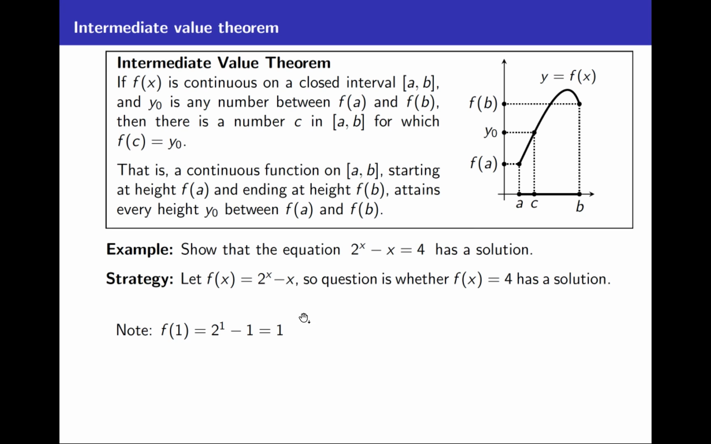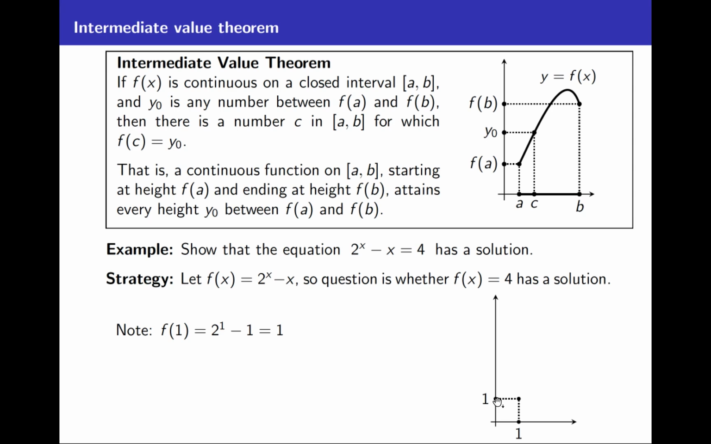Let's first of all pick a number, and I'm picking this number kind of at random. Let's just take 1, it's a convenient number, and think about that as your a. f of 1 is 2 to the 1 minus 1, and it equals 1. So f of 1 equals 1.